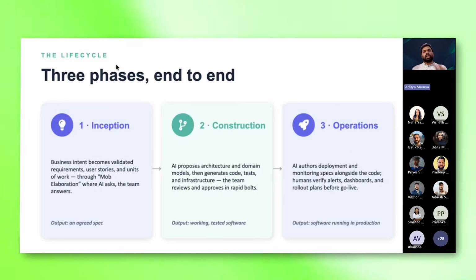This is the life cycle of AI DLC. There are three main phases. One is inception, the second one is construction, and the third is operation. You don't need to understand all these terms. I will explain with the help of an example here.